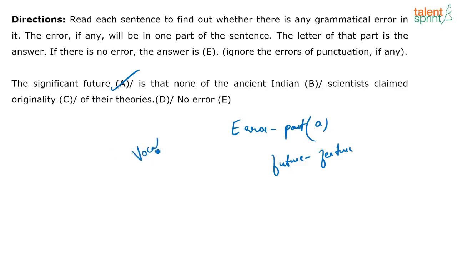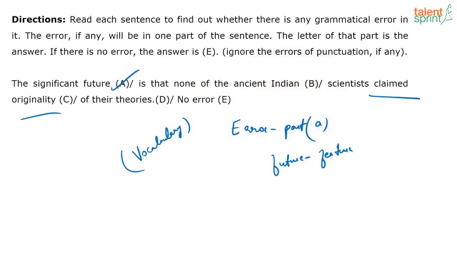It's a vocabulary based error, something that we can easily overlook if we don't understand the meaning that the context is bringing. And also notice, even if you come back and say, why can't it be future? Look at the context. It's talking about something in the past tense, right? None of the ancient Indian scientists claimed originality of their theories. Something that happened in the past. How can it even be future?